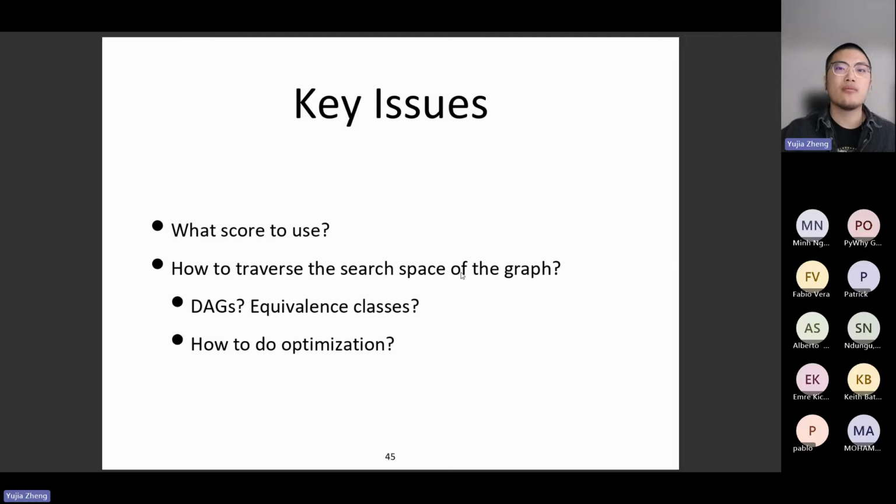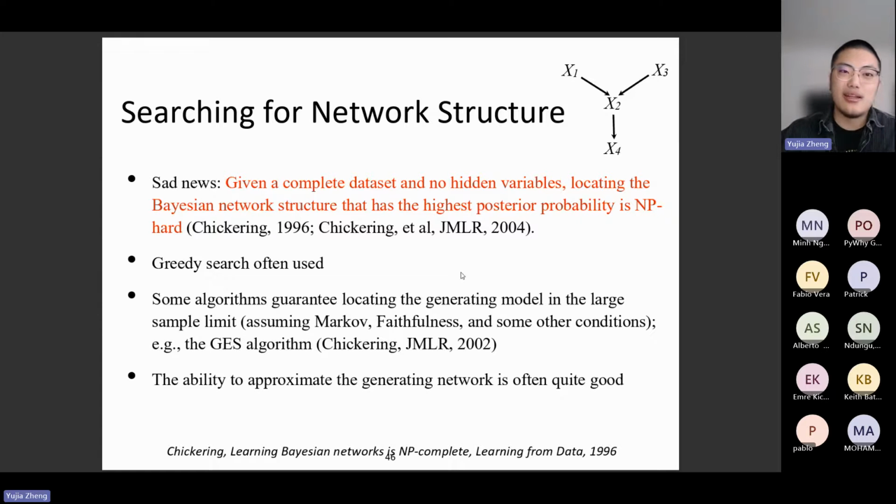So yeah, the sad news is that, as we may already know, given a complete dataset and no hidden variables, locating the Bayesian network structure using an exhaustive search is an NP-hard problem. So greedy search is often used in practice. However, the good news is that according to some results, like the GES result, some algorithms guarantee locating the generating model in the large sample limit, even in a greedy manner. Based on that, we can approximate the generating network even though the exhaustive search is NP-hard. We just do it in a greedy way, and that's why we have GES, the greedy equivalence search algorithm.